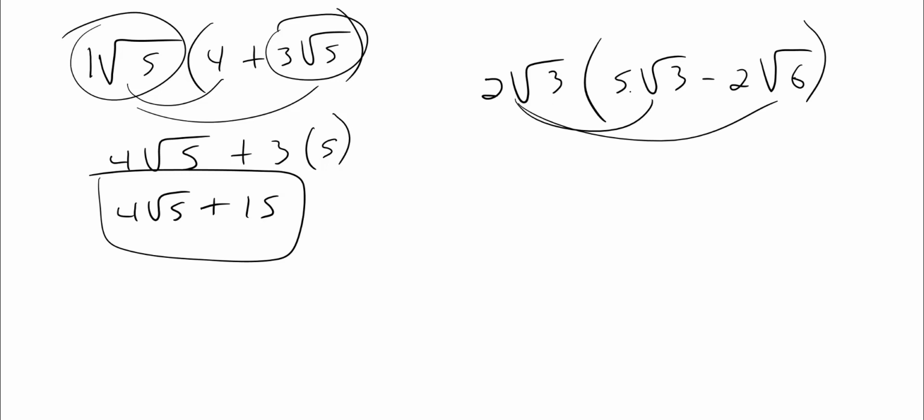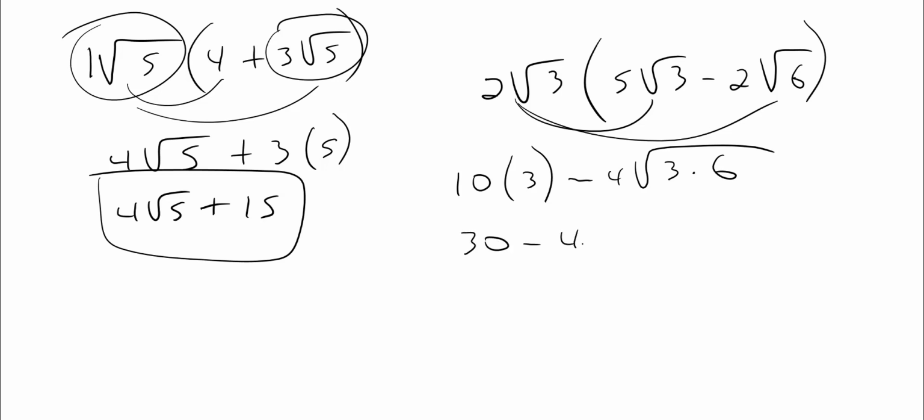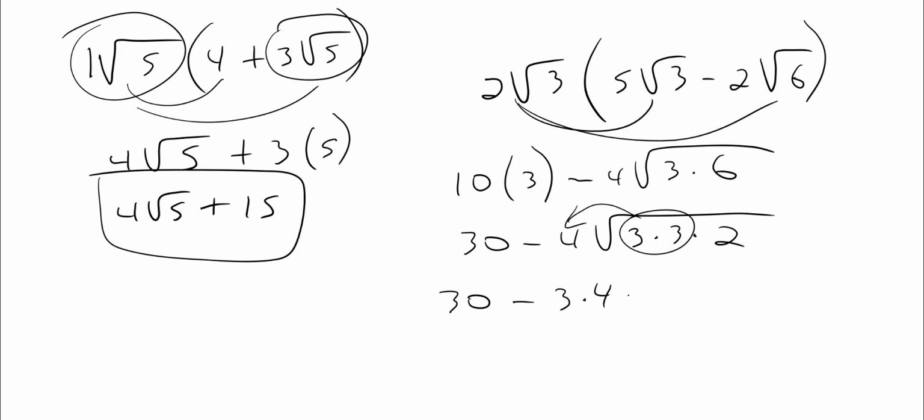So 2 times 5 is 10. Root 3 times root 3 is 3. Okay, and then minus, that's 2 times 2 is 4. And again, I'm not going to say 3 times 6. I'm just going to write out 3 times 6. I'm not going to put it together. So I get 30. That's easy. And 4, well, that 6 can be broken into 3 times 2. So that 3 comes out, and you have a 4 there still, and then we have a 2 left over. So my answer is 30 minus 12 root 2.